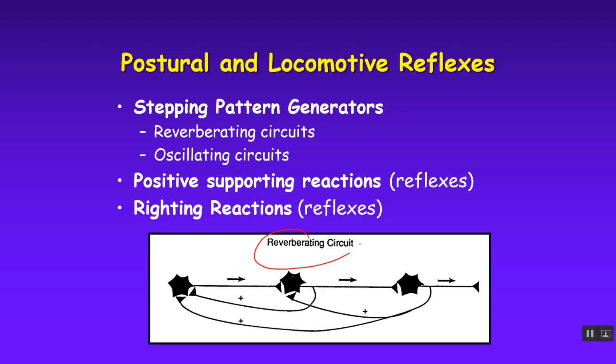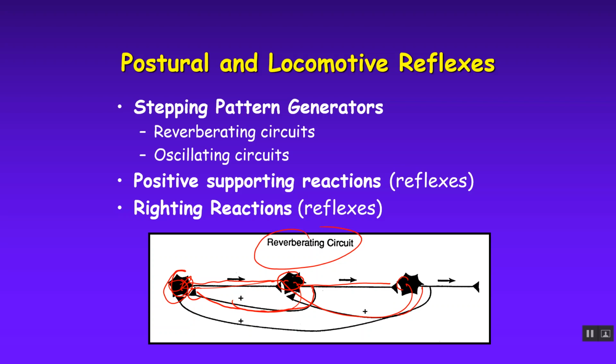So this is an example of how a reverberating circuit might be set up. You've got this cell stimulates this cell, which happens to have a collateral that goes back to the previous cell, and the same thing here. So once you stimulate one, they're kind of self-stimulatory. They keep going and self-stimulate until you send an inhibitory signal back to that first one to say shut down.